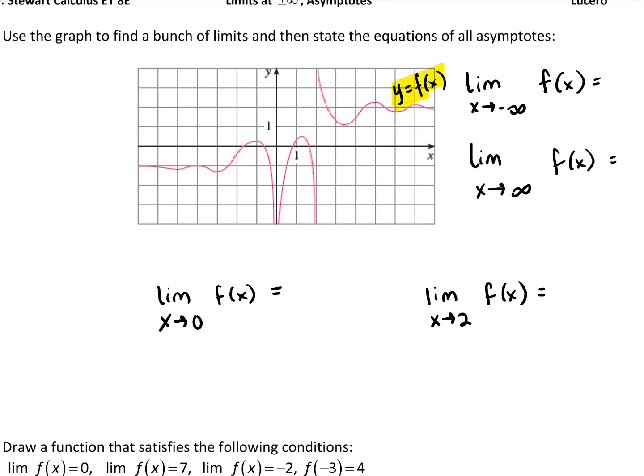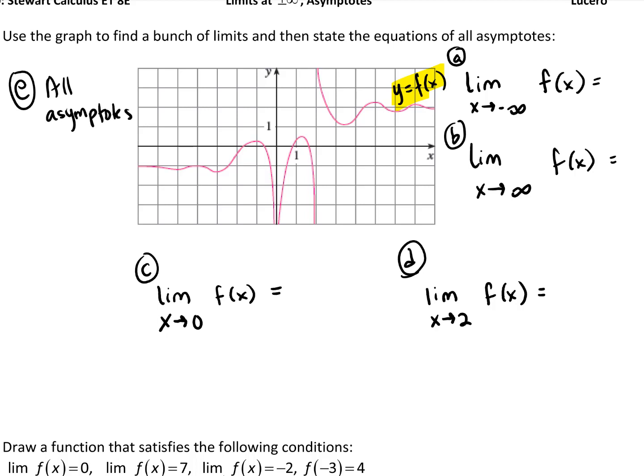let's consider all 4 of these limits that I have listed. Let's call them A, B, C, and D. And once we're done, we'll also do E, and we'll find all asymptotes.